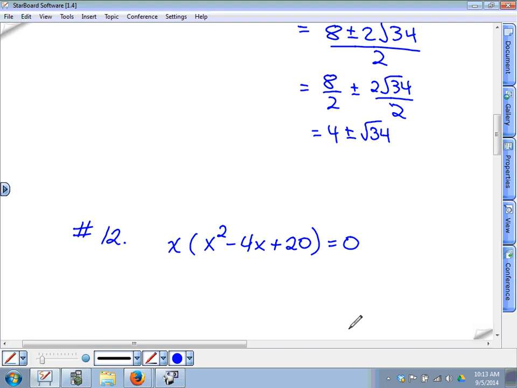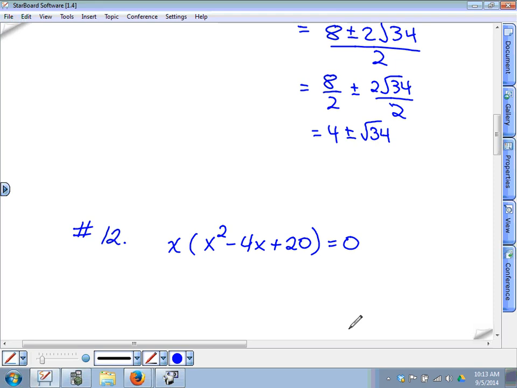Now it's always worth checking. Don't just assume because it says use the quadratic formula that you have to. Does this factor? Because if it factors, that's a way easier way of doing it. Does anything multiply to 20 that adds to -4? Multiplies to 20, that's 5 and 4, or 10 and 2, or 20 and 1. Can you combine any of those to get -4? So, no, it doesn't factor.